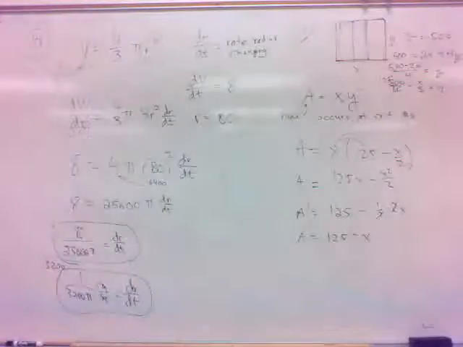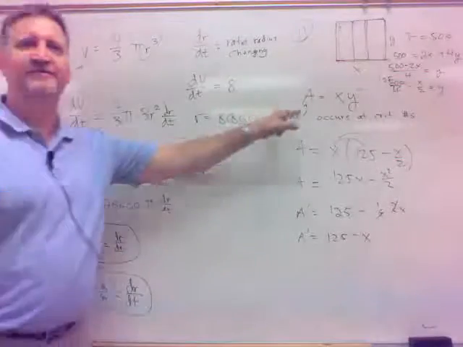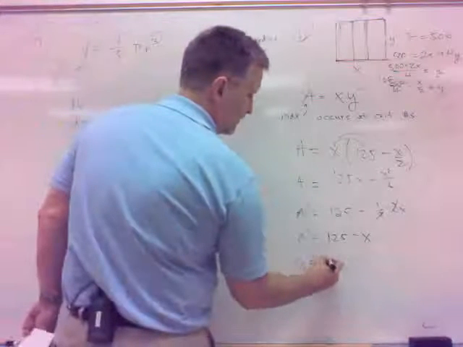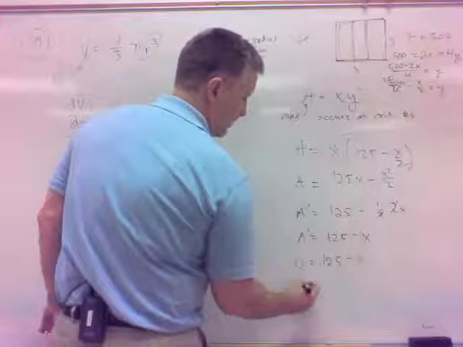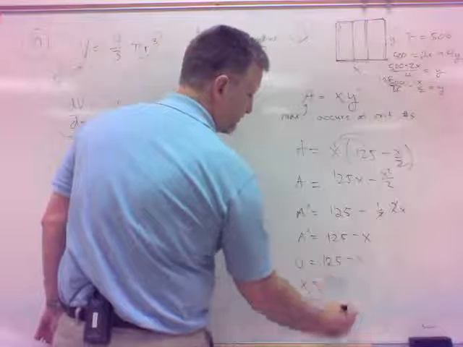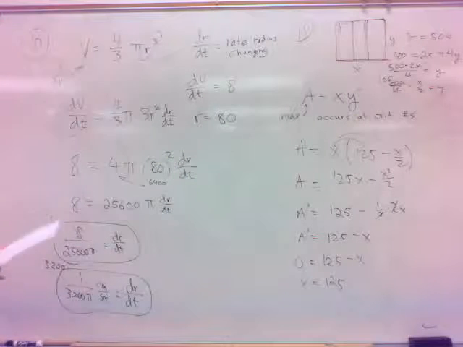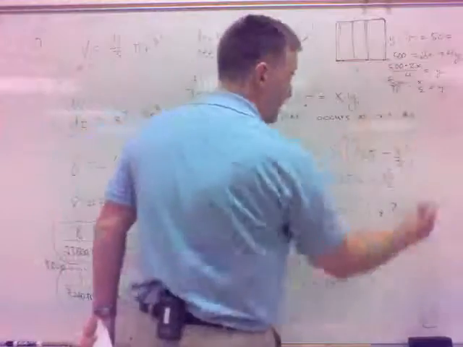So now what do I do? Well, I'm trying to find the critical number. So instead of a 0, and that works out nicely, it'll just be 125, doesn't it? What was the question? What are the dimensions? All right, so the x dimension is 125.